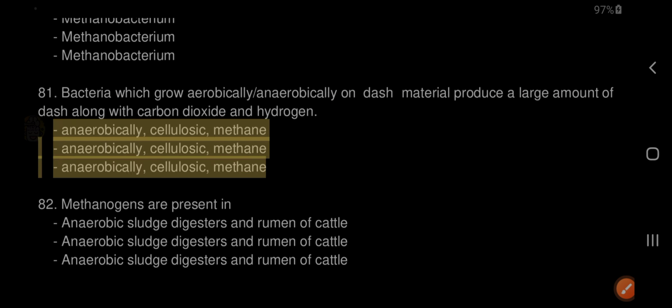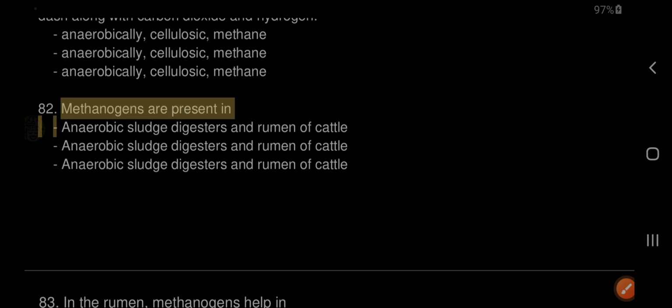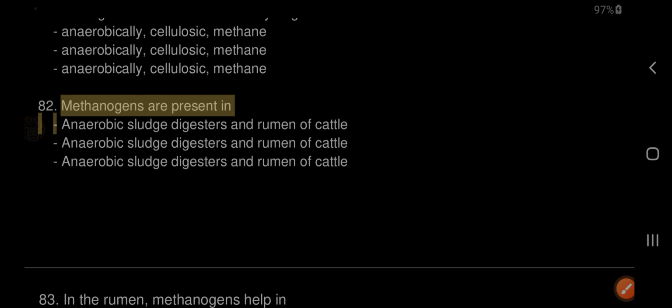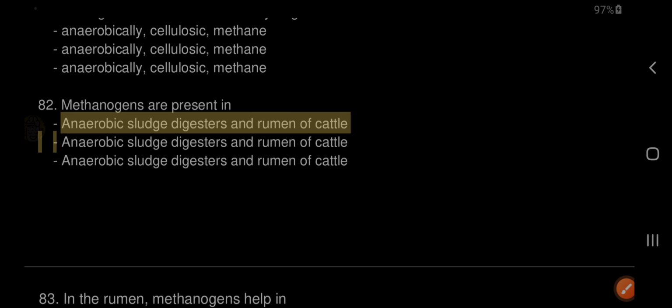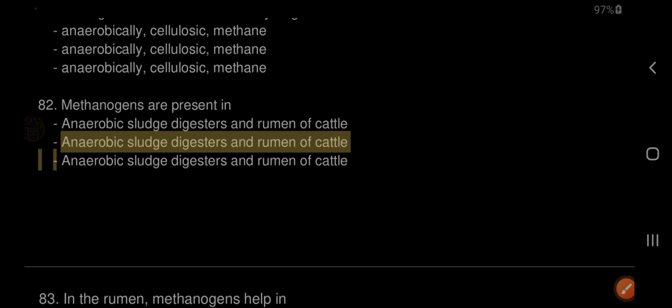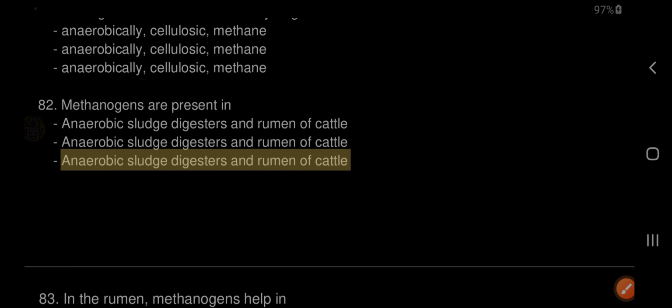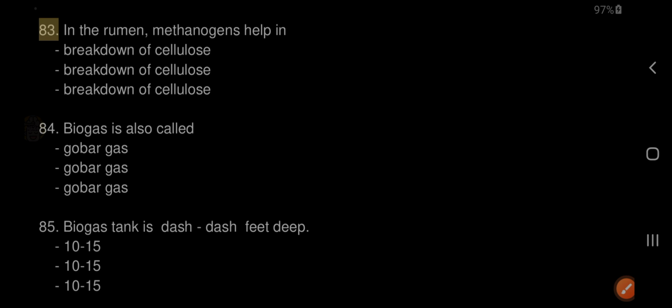82. Methanogens are present in anaerobic sludge digesters and in the rumen of cattle. 83. In the rumen, methanogens help in breakdown of cellulose. 84. Biogas is also called gobar gas. 85. Biogas tank is dash feet deep. 10 to 15.